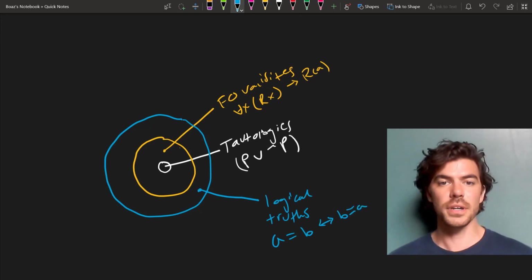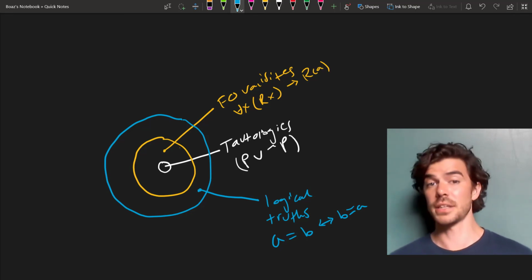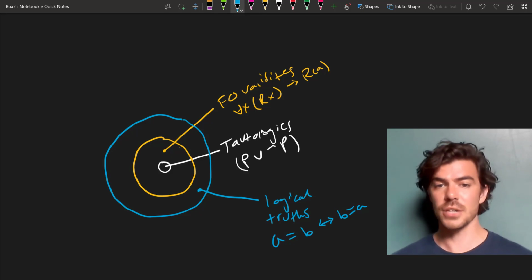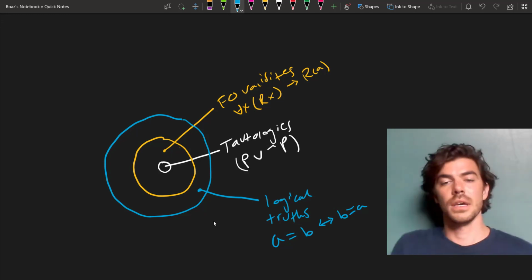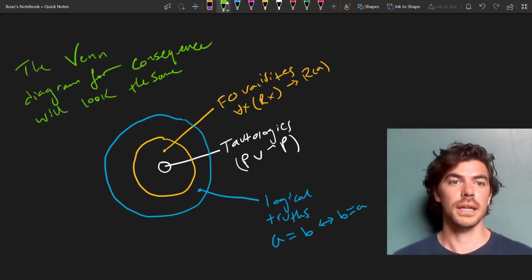So it's important to keep in mind these different notions, where all the tautologies are FO validities, but not the other way around, and all the FO validities are logical truths, but not the other way around. FO validities don't catch all the logical truths, and tautologies don't catch all the FO validities. And the same will hold, of course, for consequence, at least in terms of how these stack up in terms of tautological consequence, FO consequence, and then logical consequence.